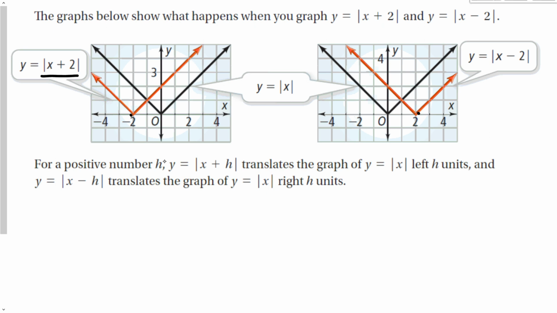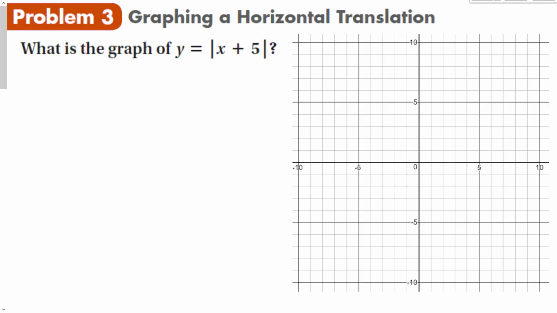So for a positive number h, x plus h translates the graph to the left, and x minus h translates the graph to the right. It seems to be a little counterintuitive, but if we plug in numbers, we can see that this actually works. So let's try this. Let's make a table, and let's plug in numbers.